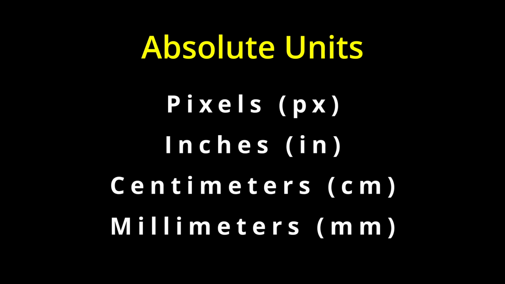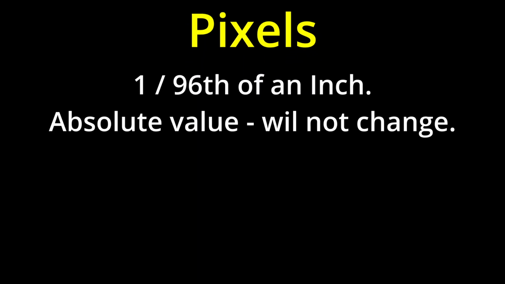Now you might recognize some of these absolute units. They include pixels, inches, centimeters, and millimeters. So I won't go over the other units of measurement. I will go over pixels though. Pixels are 1/96 of an inch. They're an absolute value, which won't change.